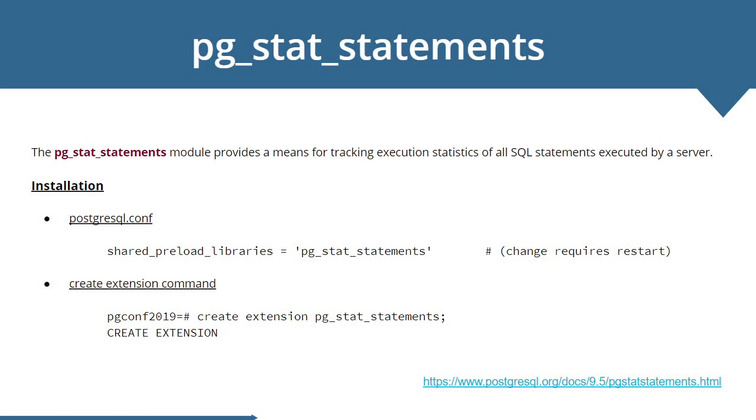So for your installation, you would have to go into your postgresql.conf file, add pg_stat_statements to your shared_preload_libraries, and then restart the server. Now that your server's restarted, you can go into a query window, say create extension pg_stat_statements, and it will create your extension for you. You only have to do this once on one database, so you can connect to the postgres database or your own database, create the extension, and the stats will start rolling in.